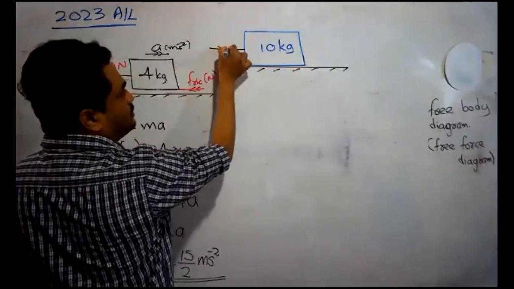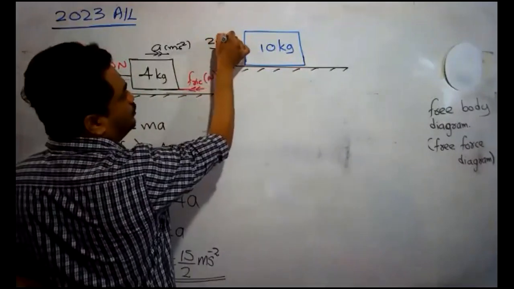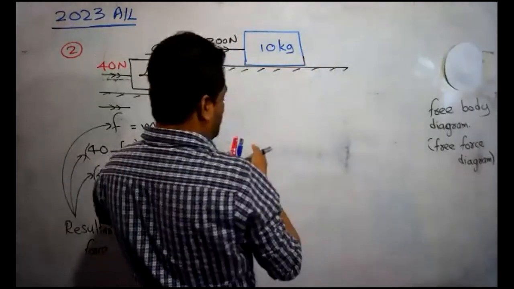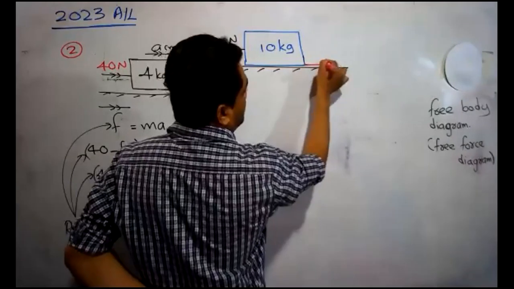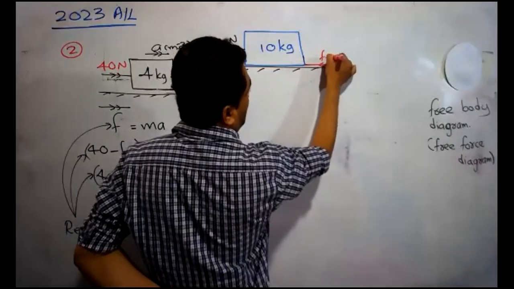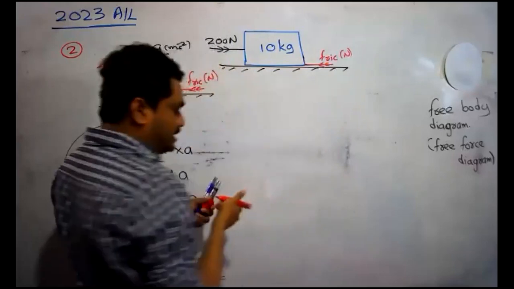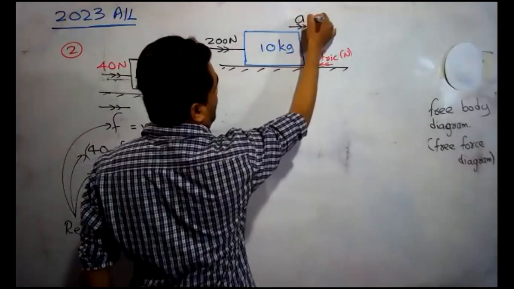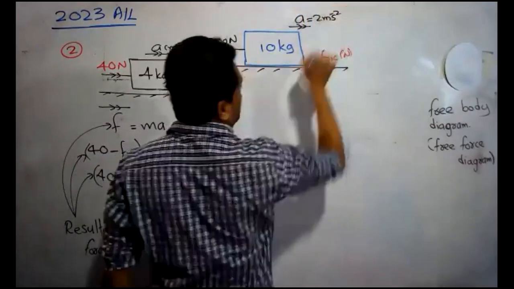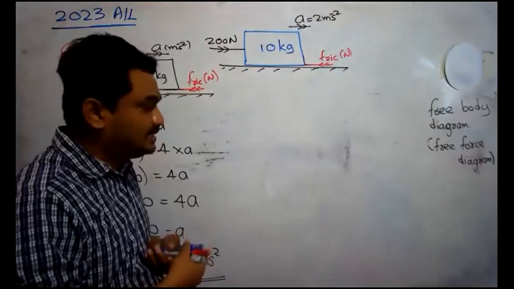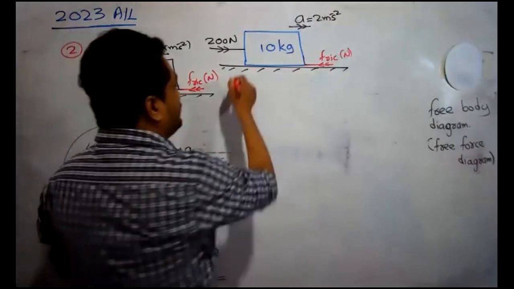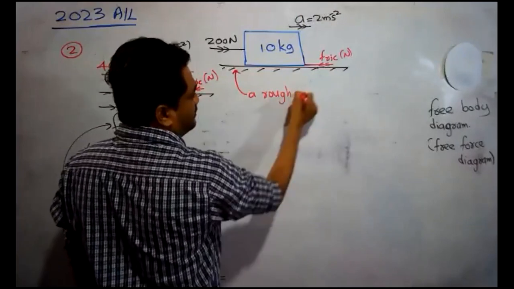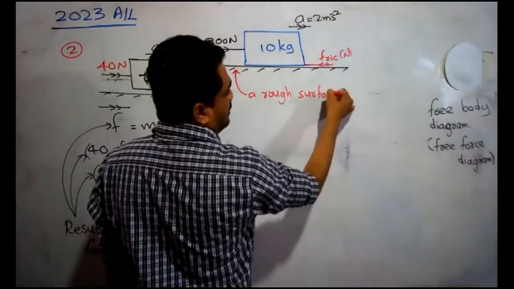The external force applied on the object is 200 Newton. There is a friction force, so let me mark this as F_fric. The object is moving with an acceleration of 2 meters per square second. Right? The surface is rough.